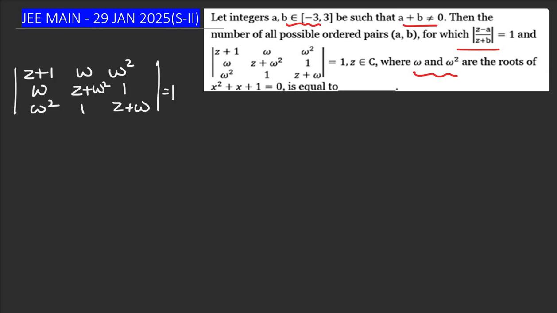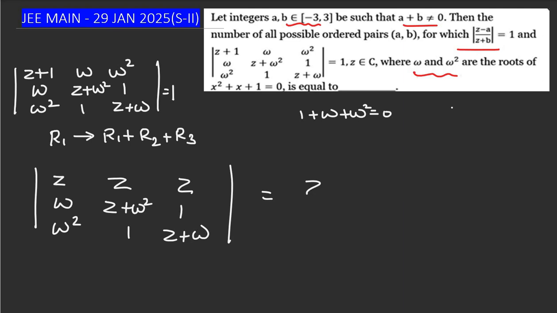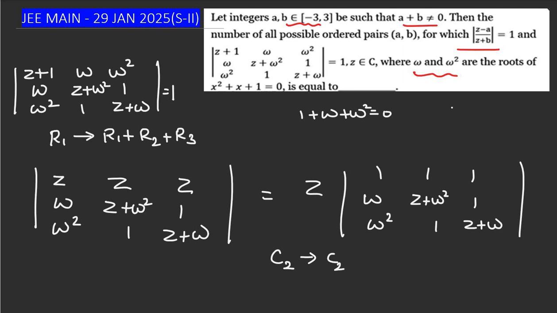Therefore, first let us solve. Now R1, I can write it as R1 plus R2 plus R3. So what do we get here? This is equal to z plus 1 plus omega plus omega square, which is equal to z, since you know the sum of cube roots of unity, 1 plus omega plus omega square, is 0. Now taking z outside we get the determinant with rows 1 1 1, omega, z plus omega square, 1, and omega square, 1, z plus omega. Now I can do C2 minus C1. I'm going to write C2 minus C1 and I'm going to change C3 in the determinant.